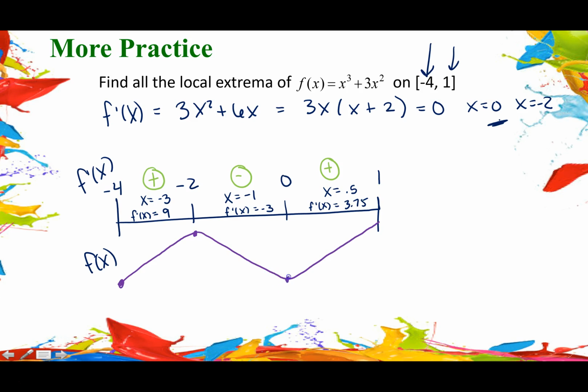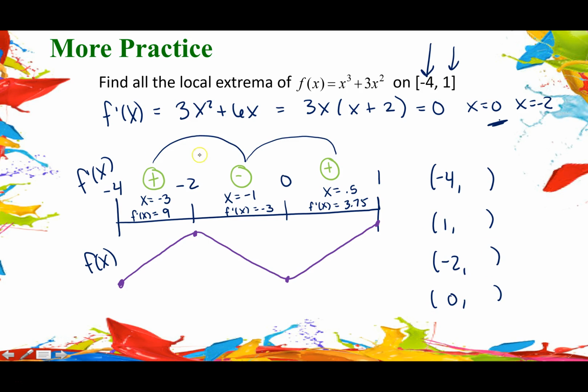All right. So we have a few local mins and maxes. As always, and maybe I need to emphasize this more, you've got to include your endpoints. So we've got -4, we've got 1, we're going to have -2, and we are going to have 0. Now, folks, keep in mind, sometimes it doesn't go plus minus or minus plus. Sometimes it just goes plus plus, and something like that, you actually don't have a minimum or a maximum there.